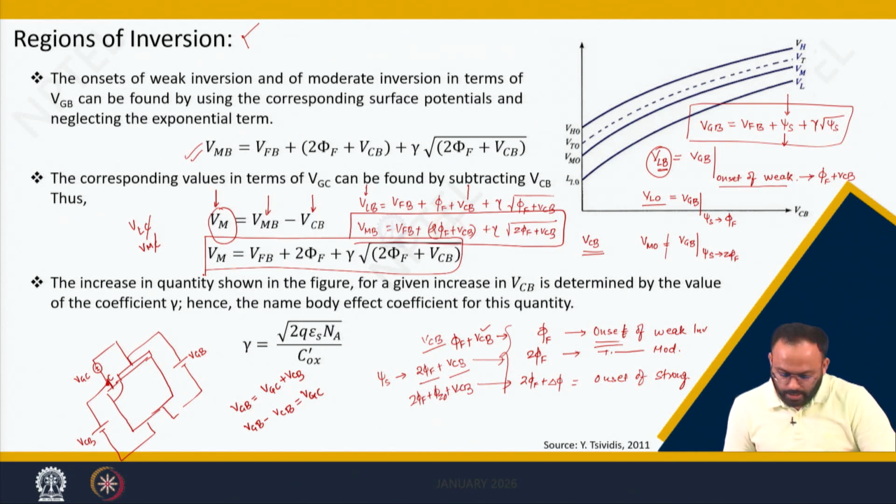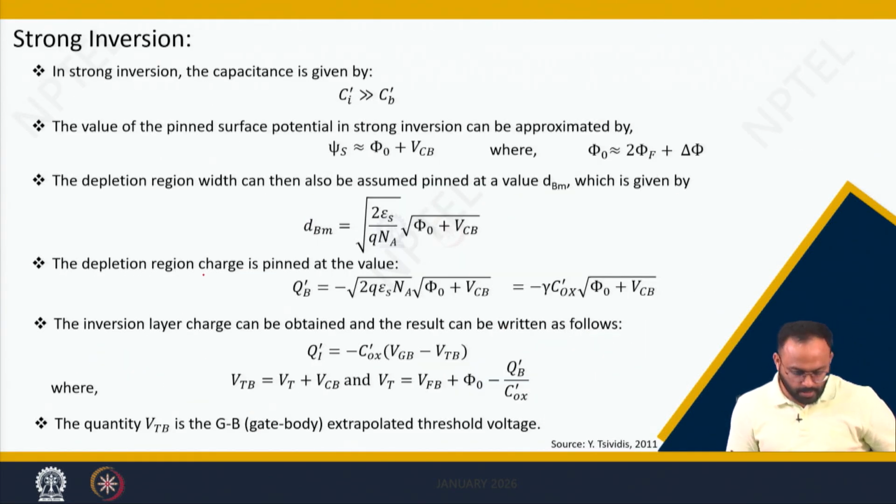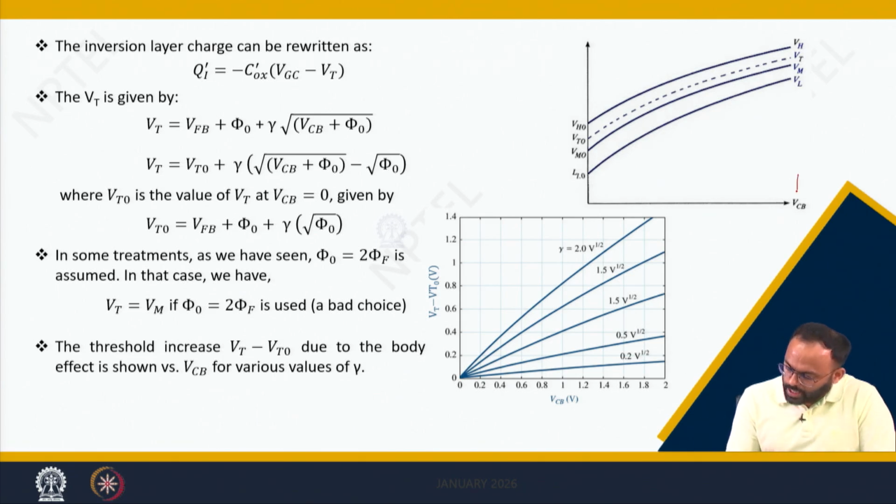Now if I plot this graph with respect to VCB, you can see if VCB is equal to 0, you are in the case which is considered in the two terminal MOSFET, right?